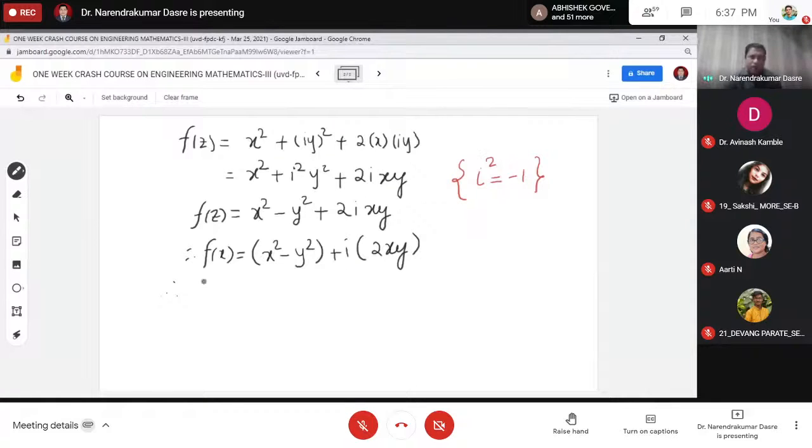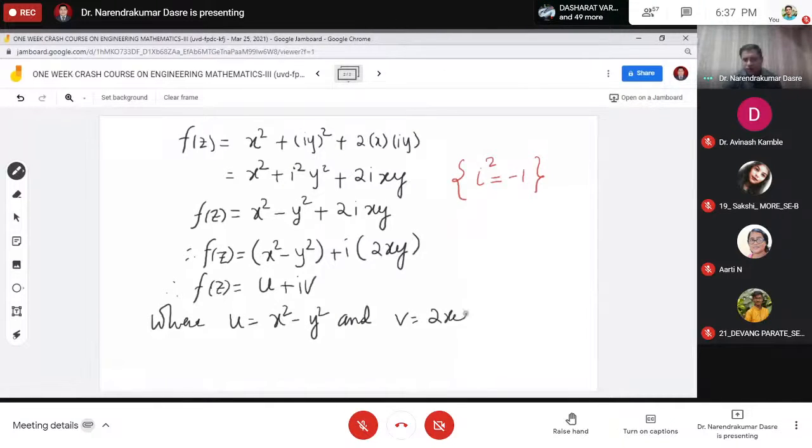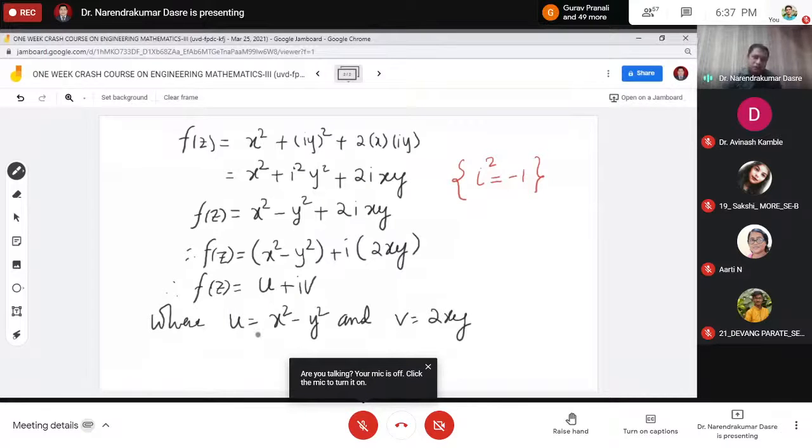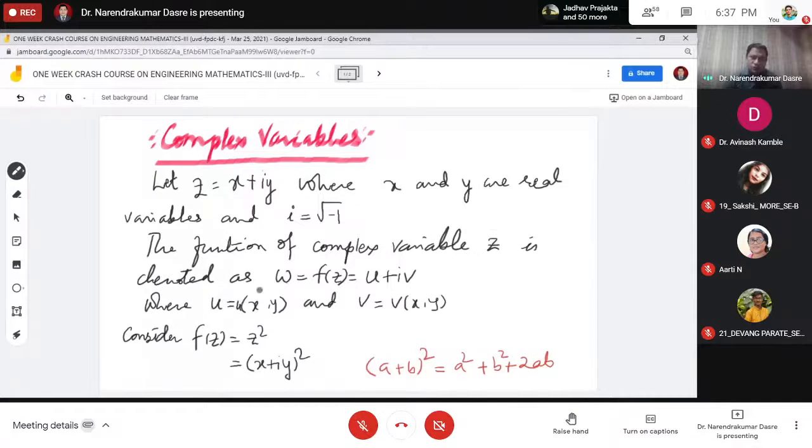So this is f of z, and I consider this as u plus iv. Where u is going to be x square minus y square and v is going to be 2xy. So you can see now that the function u is a function of x and y, and the function v is again a function of x and y. So that's what we have claimed, that u is going to be a function of x and y and v is also going to be a function of x and y.